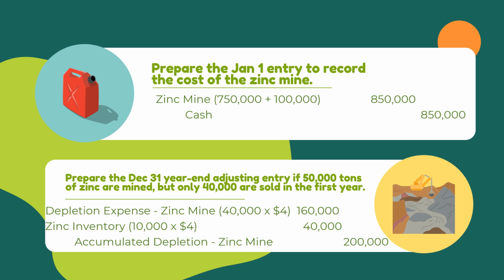So when we do the journal entry for this, we will debit the depletion expense for the zinc mine for the 40,000 tons that were sold at $4 apiece. This will be a debit of $160,000. We will then debit the zinc inventory for the remaining 10,000 units at $4 apiece for $40,000. We will credit accumulated depletion for the zinc mine of $200,000.